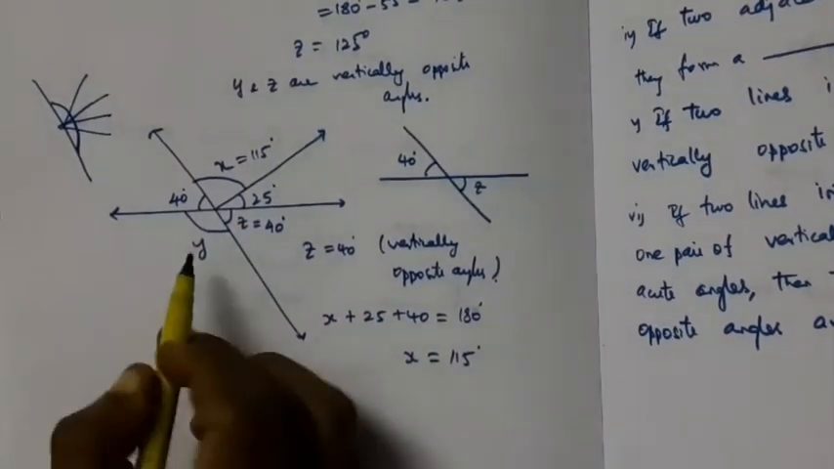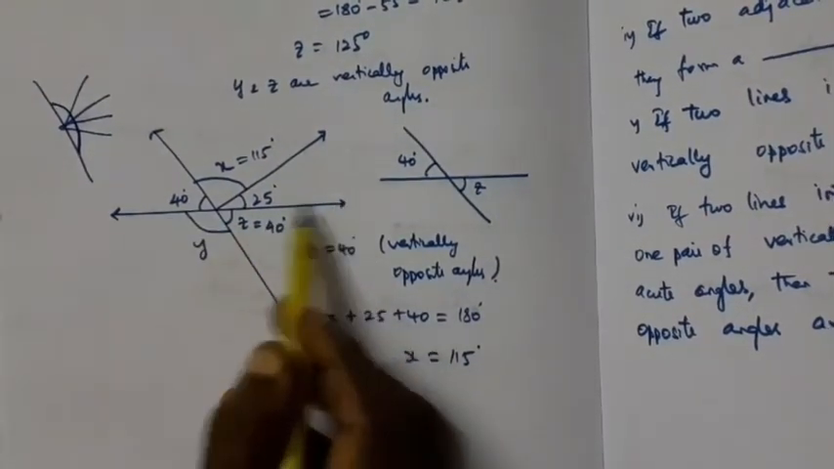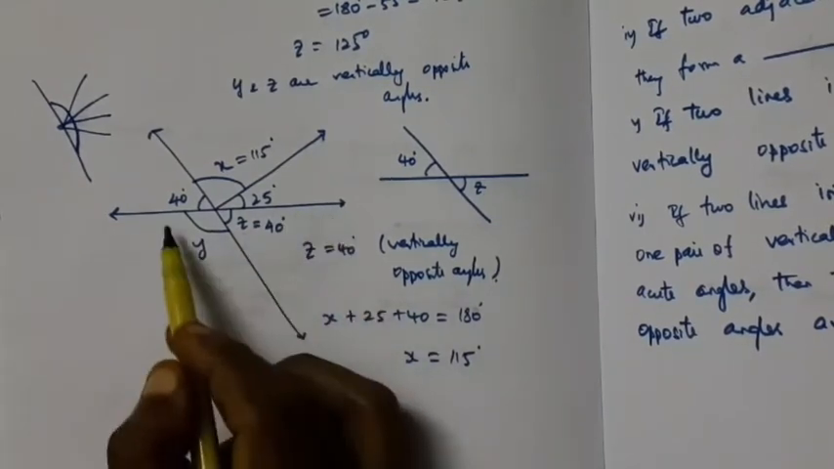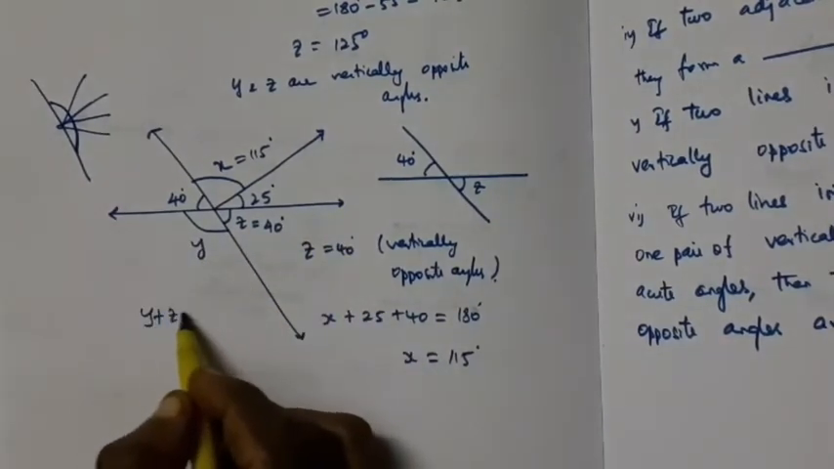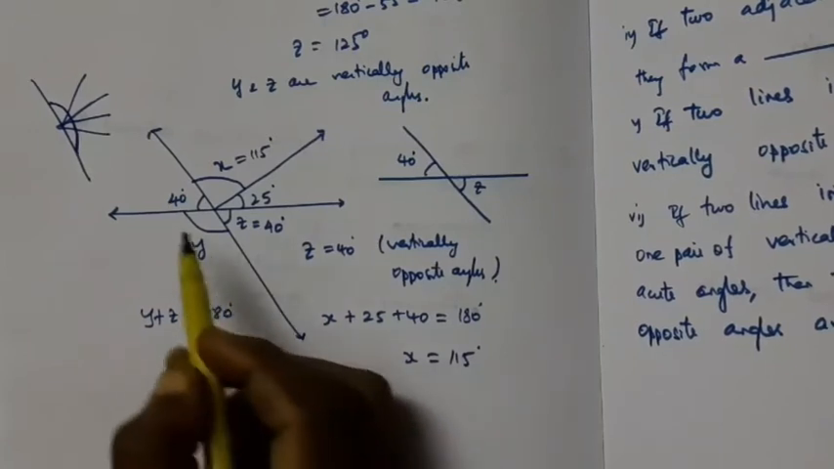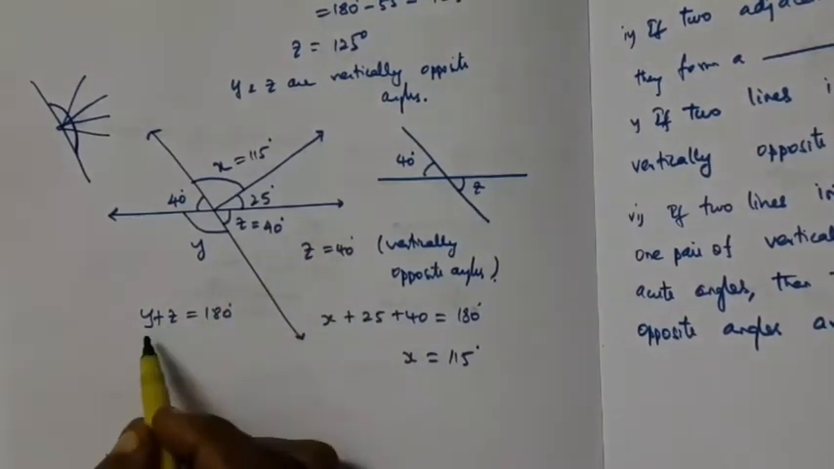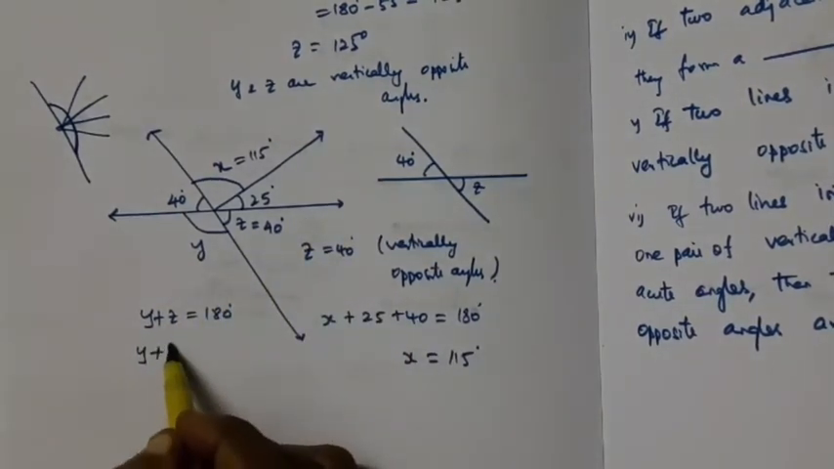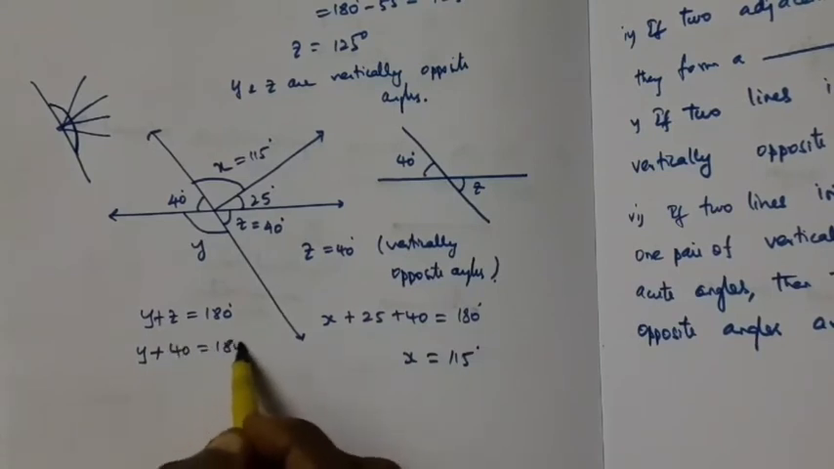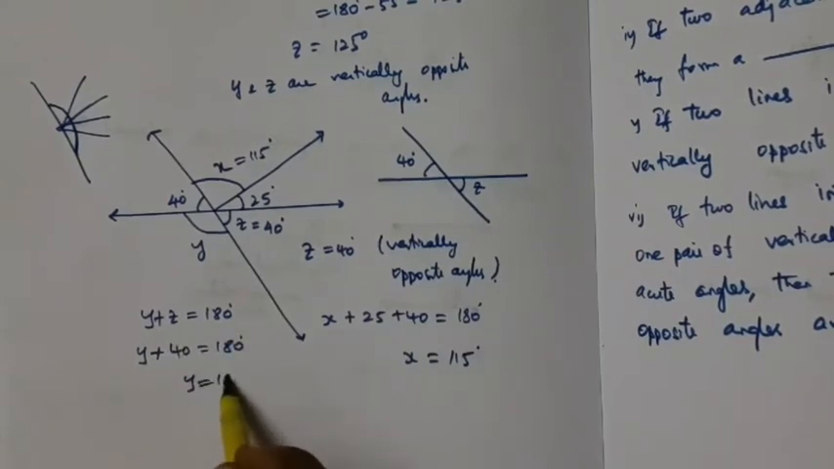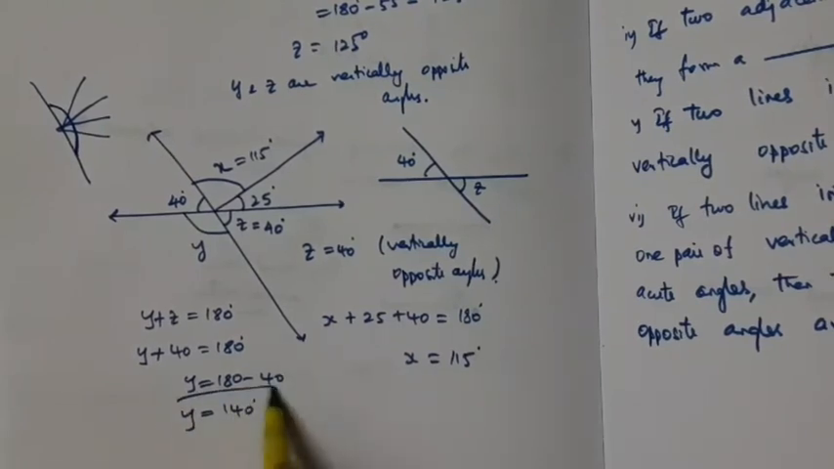Now we have to find what y is. So this is a straight line. When you add y plus z, you should get 180 degrees. This is a straight line. So y, we don't know, plus z is 40, equals 180 degrees. So y equals 180 minus 40, which is 140.